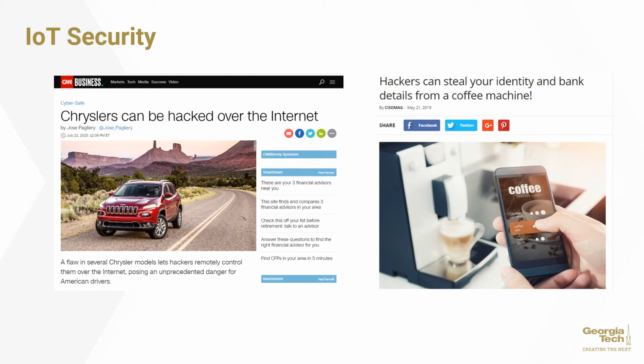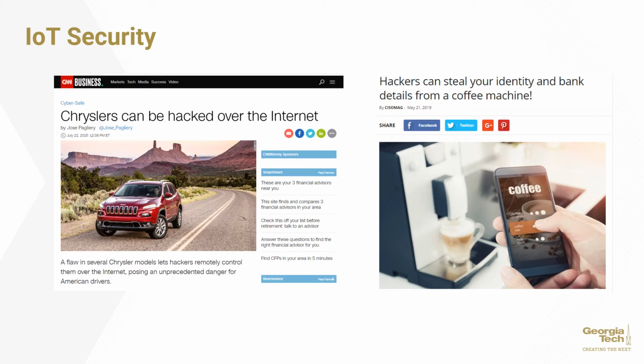And once they were recalled, they would have to be worked on for quite a while. So this was inconvenient for both the company and drivers of the car. Another example of security flaws in IoT systems happened in something as simple as a smart coffee machine.